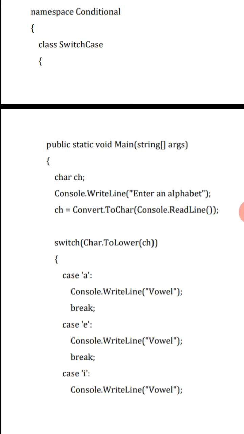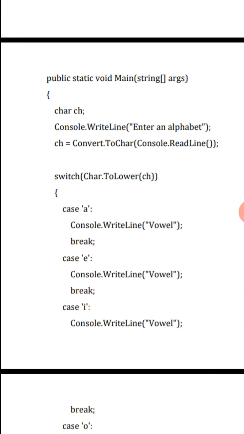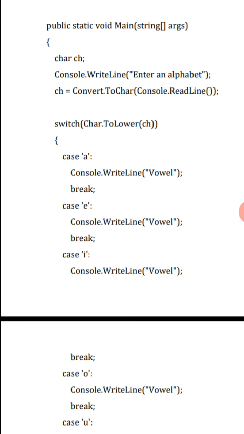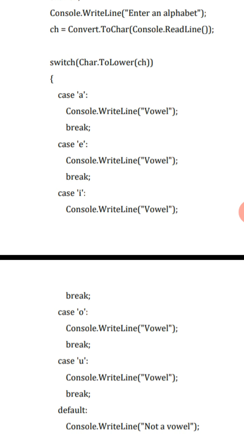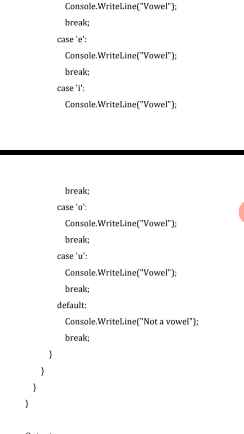switch (char.ToLower(ch)). See the conditions. Case 'a': Console.WriteLine("Vowel"); break. Case 'e': Console.WriteLine("Vowel"); break. Case 'i': Console.WriteLine("Vowel"); break. Case 'o': Console.WriteLine("Vowel"); break. Case 'u': Console.WriteLine("Vowel"); break. Default: Console.WriteLine("Not a vowel"); break.